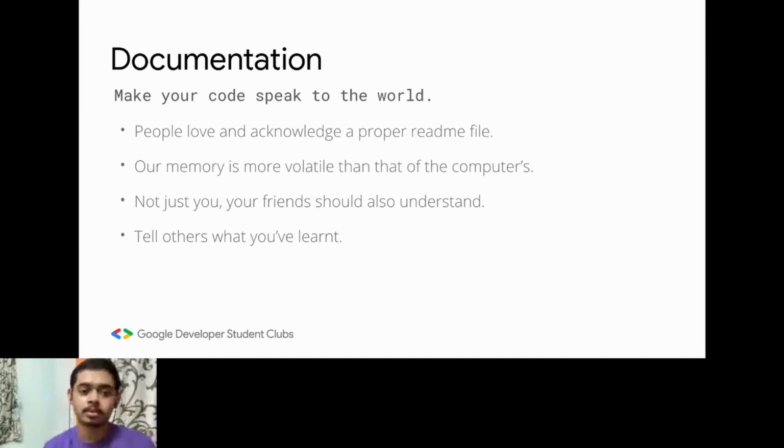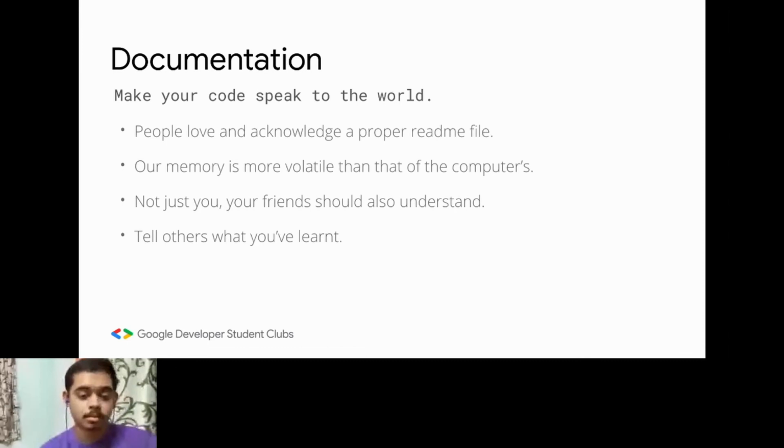Our memory is volatile, as I have talked about before. Our memory is pretty volatile compared to our computers. So let our computer save the lines and the purpose of the code and why we did them, and let us be free from the mental burden of remembering everything. It's not just you, your friends should also understand.